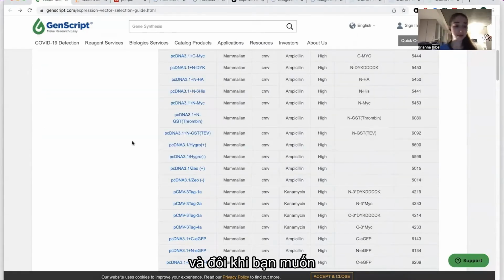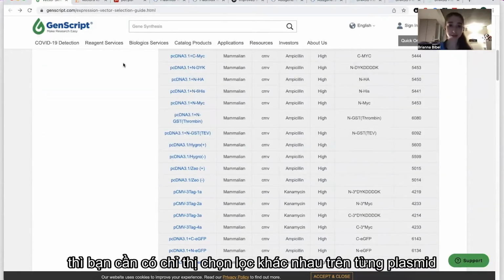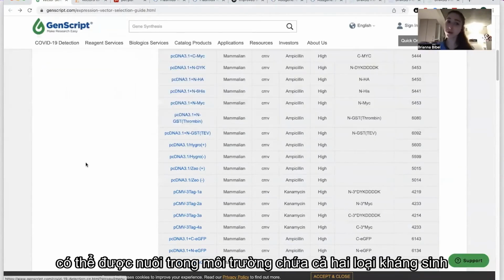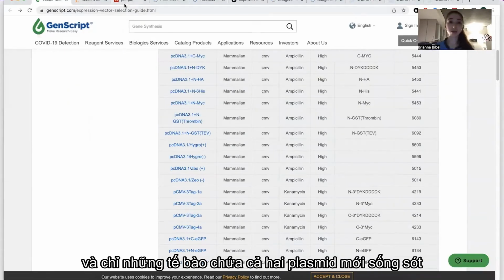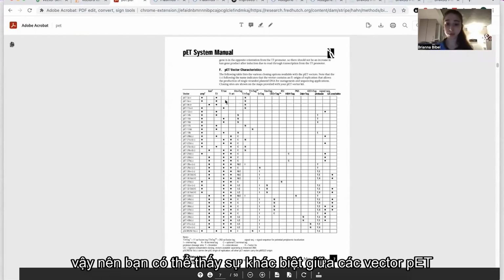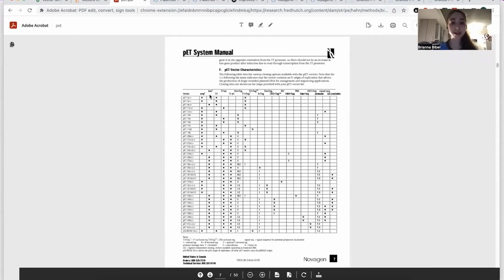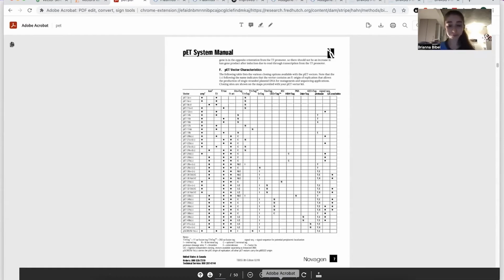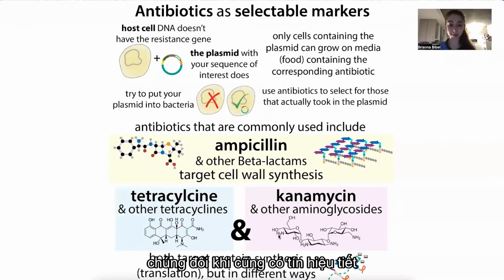Sometimes, if you're using multiple plasmids, you want to have different selection markers on each of them, so you can grow them in the presence of both antibiotics, and then only the cells that have both plasmids will be able to survive. So you can see that some of the differences with different pET vectors are in their antibiotic. Some of them are under Amp and some of them are under Kan. The ones that I use the most are pET-28, which are under Kan. So kanamycin, you grow them with kanamycin.